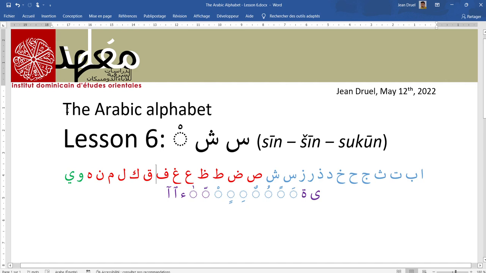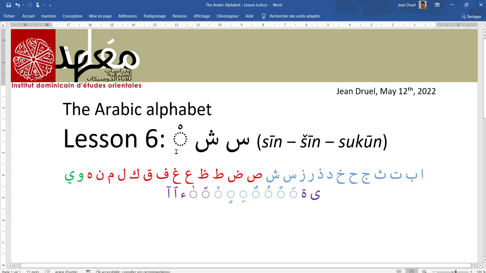So today we are studying two more consonants. The first one is called seen, this one, seen, and it's pronounced S. And the second one is called sheen, and it's pronounced sh. So these are easy to pronounce. We have the sounds in English, S and sh.